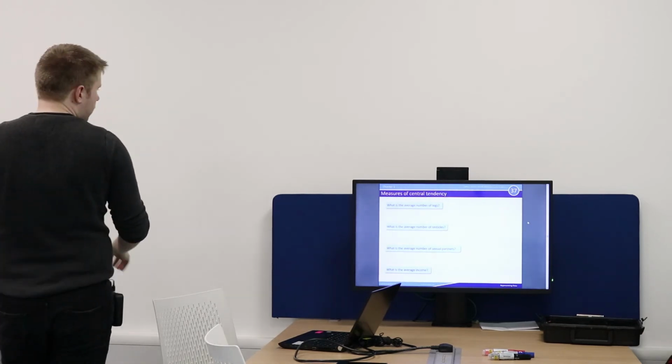So shall we talk through them? I think that might be easier, right? So, okay, what is the average number of legs? Now, I've just said average, so it could be mean, median, or mode, okay? What's the average number of legs? So what's the modal number of legs? 2. Most people have 2 legs, right?